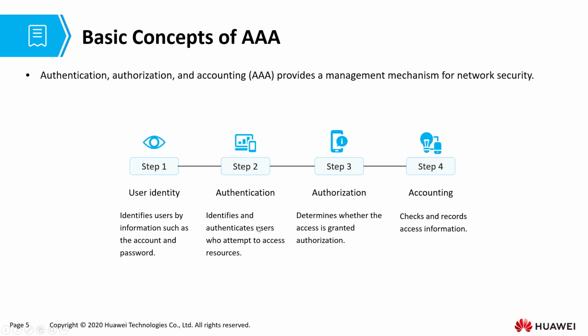So AAA, as I've mentioned, stands for authentication, this is the first A, authorization, this is the second A, and accounting is the third A. And it provides a management mechanism for network security. Now, there are three A's, but I'm going to explain them in four steps. So what happens when you try to access a device? What happens when you try to access the closed down parts of a system, an intranet or something like that?